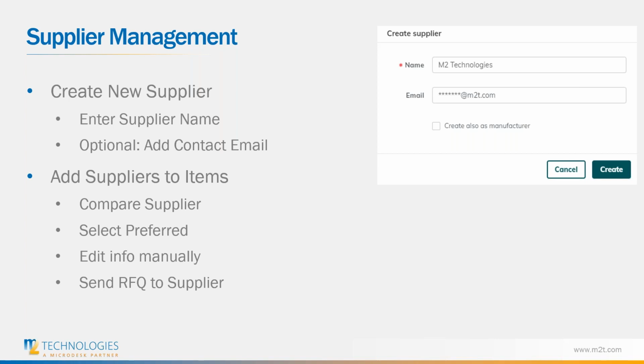To create a new supplier, all we do is place the name of the supplier in our system, and we have the option to add a contact email. The key with the contact email is this will determine what the workflow is for adding supplier information to the individual parts.